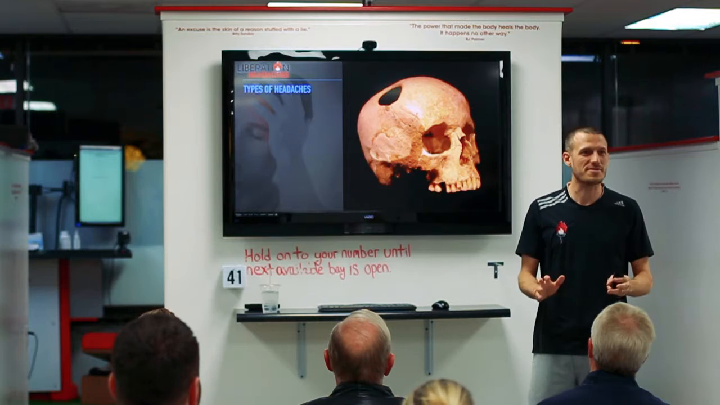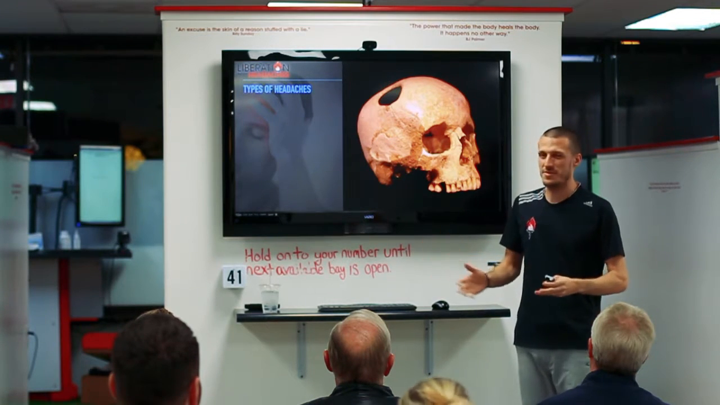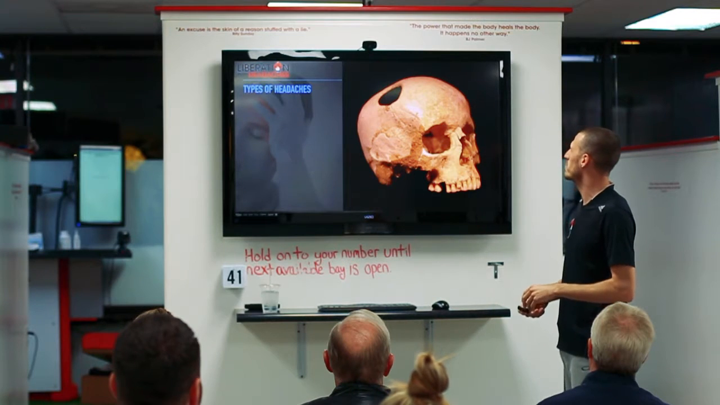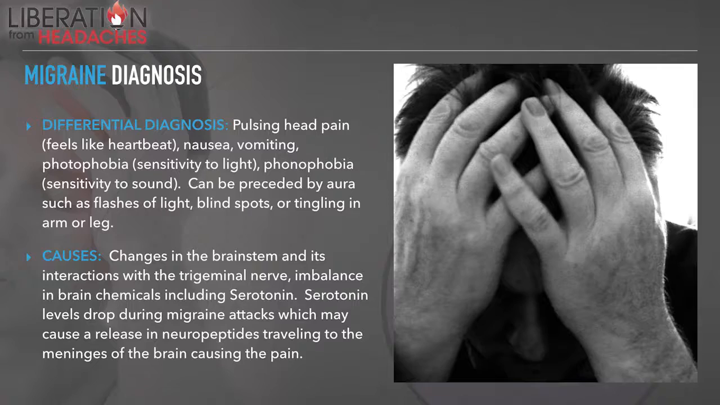Okay. So first type of headache, this is one in particular we can't fix, right? There are some types of headaches you just can't do anything about, and an impalement headache is definitely one of those. So that's not a chiropractic problem, so we're going to skip over that one. The first one we are going to cover is a migraine. The differential diagnosis is pulsing head pain.